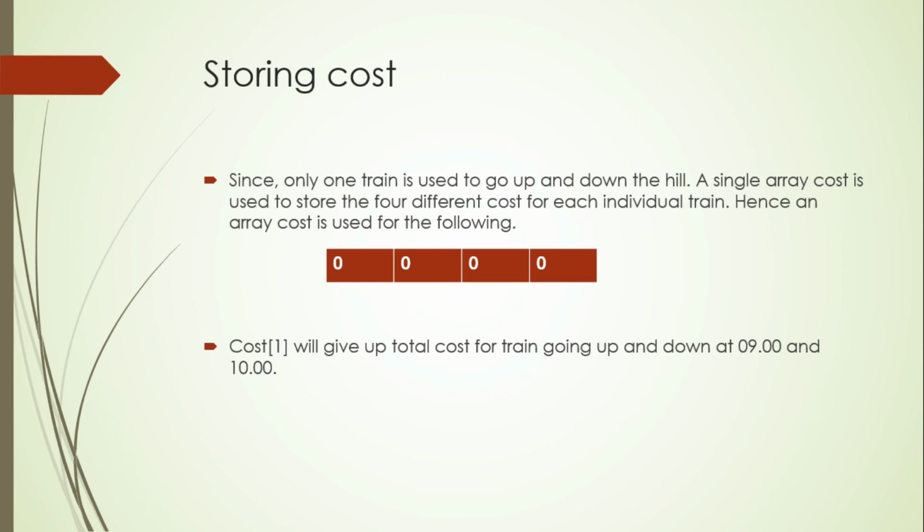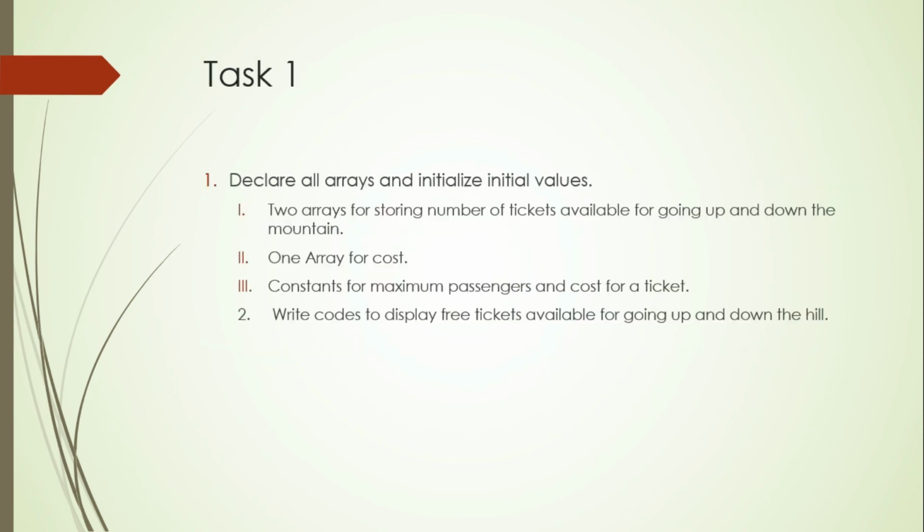Now concerning costs, we're going to use a single array for costs. If you look at index 1, it means that for the train going up and down at 9 and 10, we are paying a single cost for one particular passenger. But remember that we can choose a particular time to go up, and the time to go down will not necessarily be the same as up. It can be the same, but it can be different at the same time. So we have to cater for this condition.